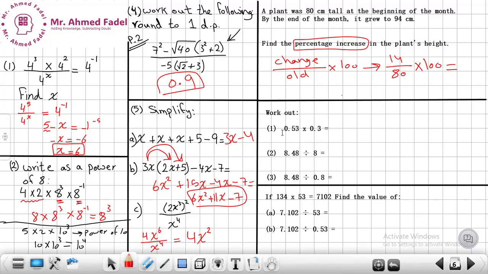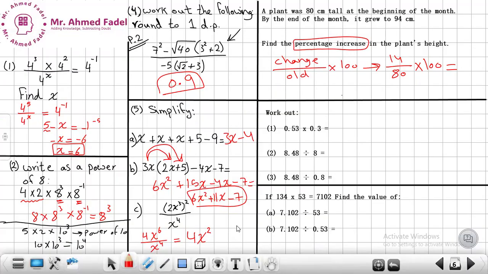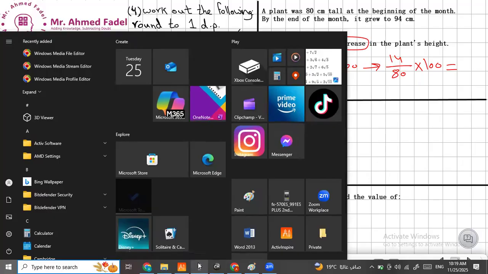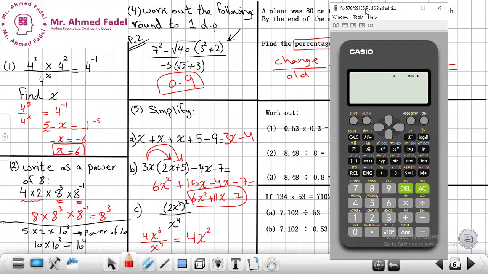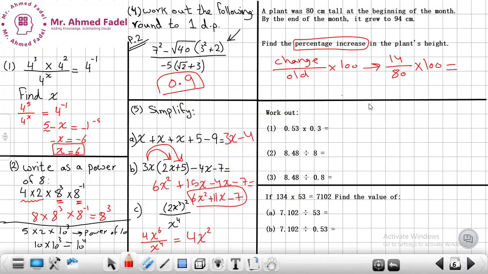Use your lovely calculator. 14 over 80, fraction first, times 100. 17.5. So the answer is 17.5%. Don't forget the percentage sign because it is find the percentage.